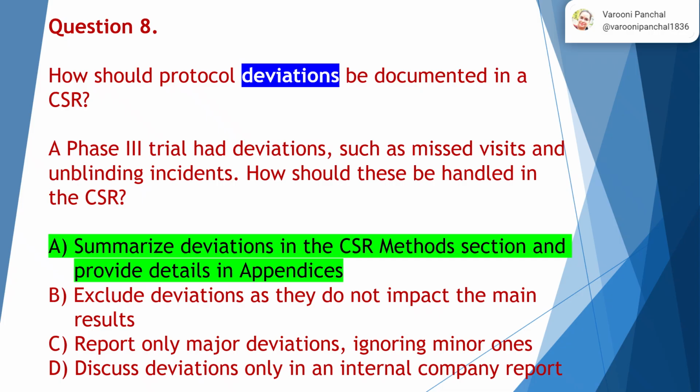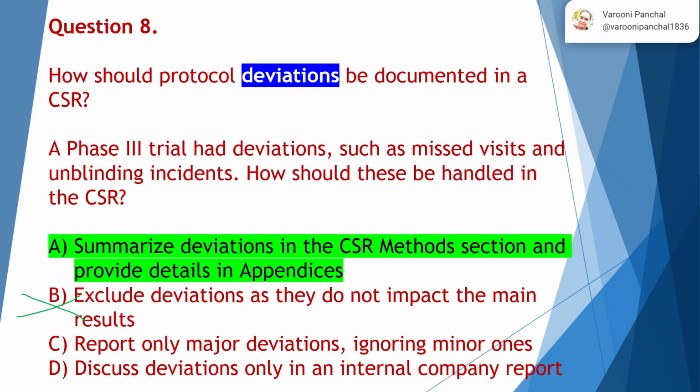Now, option B says exclude deviations as they do not impact the main. No. Even if it's a minor deviation or a very silly deviation, that still needs to be included. You cannot exclude either minor or major kinds of deviations.